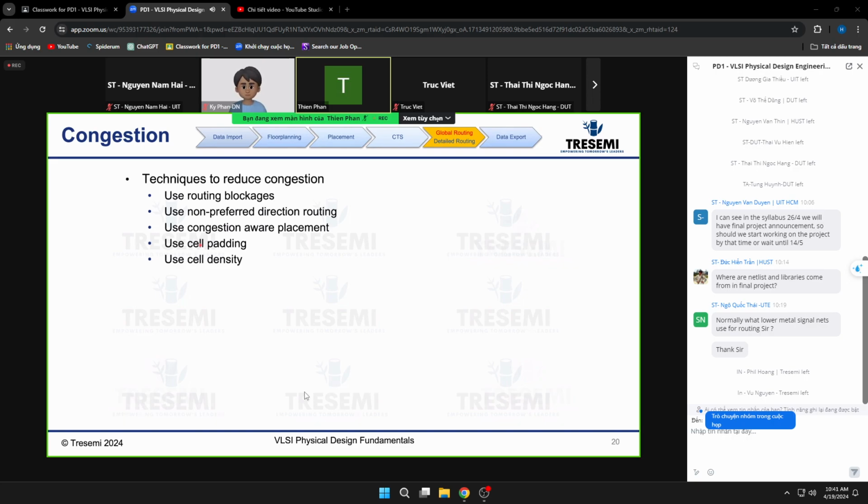And of course, if you didn't turn on the congestion aware placement, maybe it's time to do that, right?